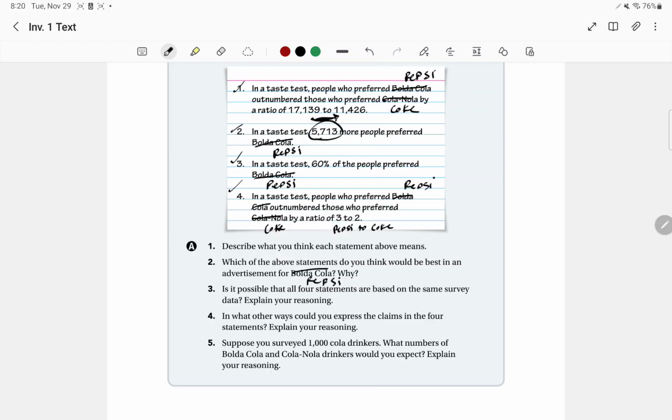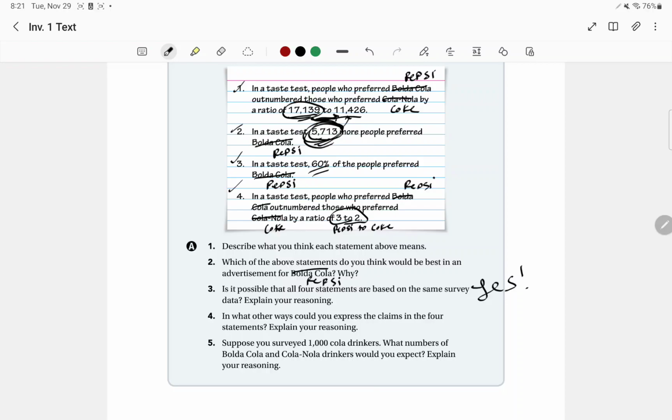Number 3, is it possible that all 4 statements are based on the same survey data? Explain your reasoning. So this one is a simple yes, because all of the numbers fit up. For example, this is the difference between those, which makes sense. If you figure out how many people 60% represents of the total, it works. And if you take 17,139 divided by 11,426, you get 1.5, which is equivalent to 3/2. So yes, all of those numbers fit together. They are from the same survey.